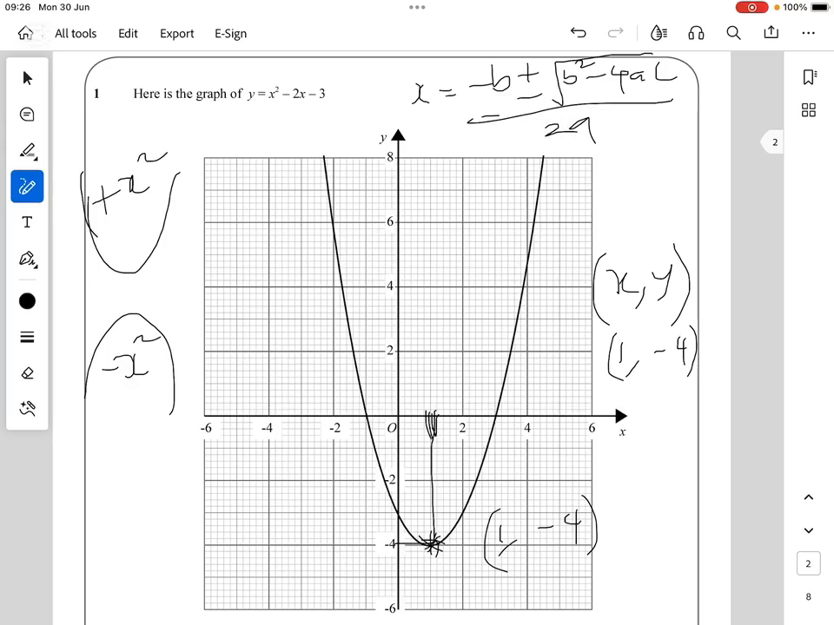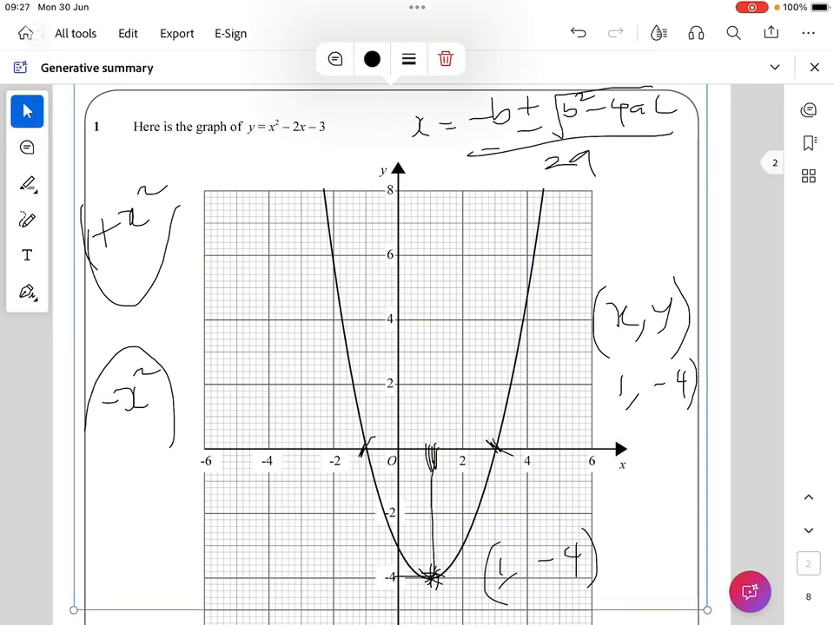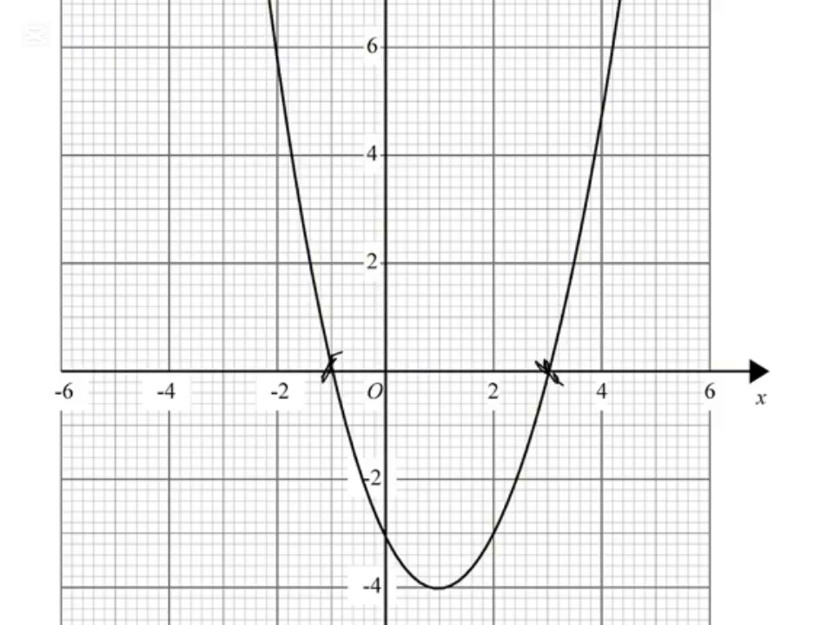The second question here is to find the root of equation. And the root of equation is where the graph crosses the x-axis. Alright, so if you look at this point and this point, that is your root of equation. Alright, so I'm going to clear the graph so that we can see it better. Alright, so this point and this point form the root of equation.